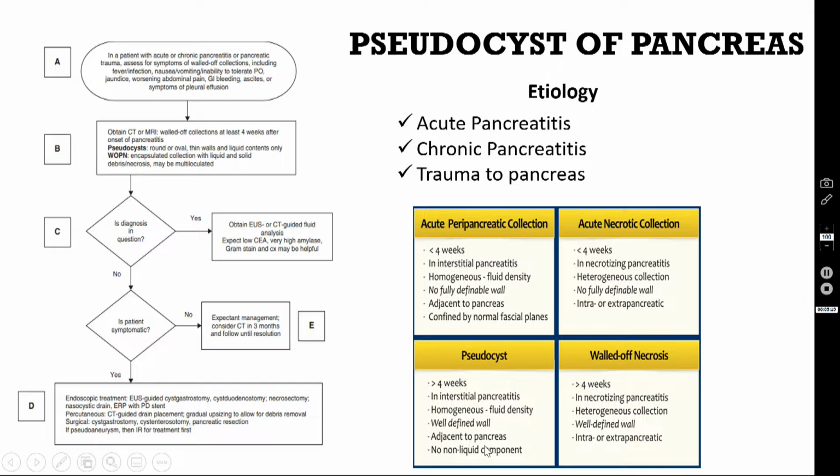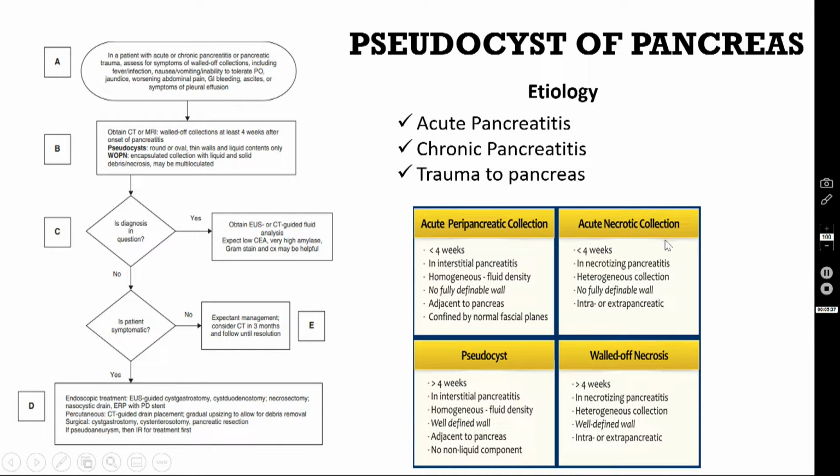This is also adjacent to the pancreas, but usually it is extrapancreatic and there is no connection between the cyst and the pancreatic duct. There is no non-liquid component, that is, there is no solid component.